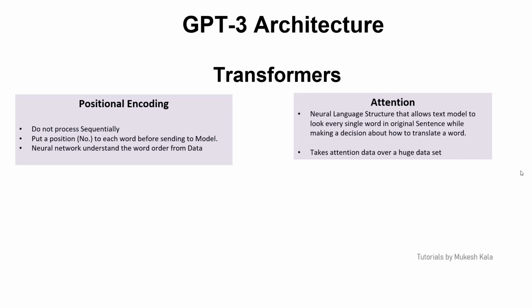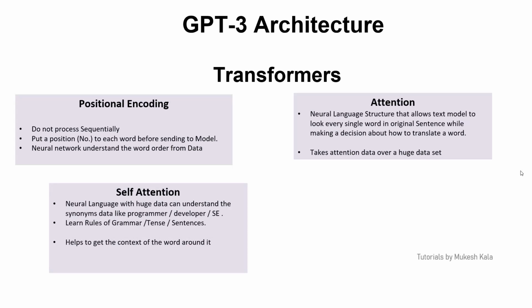The next characteristic for the transformer was the attention, a neural network structure that allowed the text model to look at every single word in the original sentence while making the decision about how to translate a word. Rather than looking at a single word, it used to look at the complete sentence. And that thing is called the attention, which is again a characteristic of the transformers.